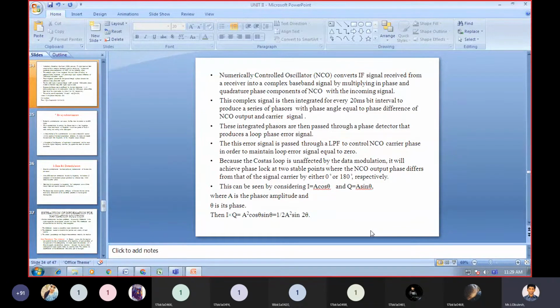It will achieve phase lock at two stable points where the NCO output phase differs from that of the signal carrier by either 0 or 180 degrees respectively. Because the Costas loop is unaffected by the data modulation.